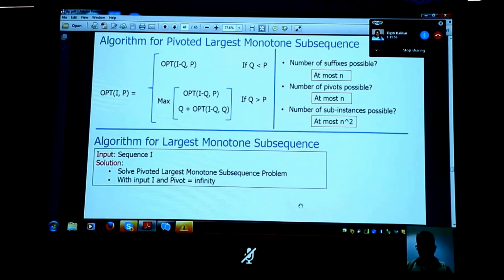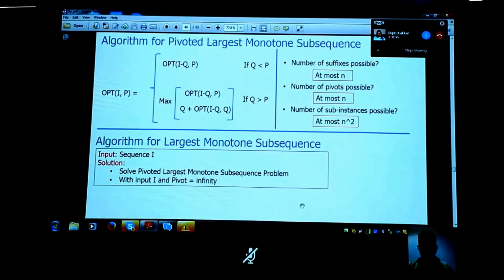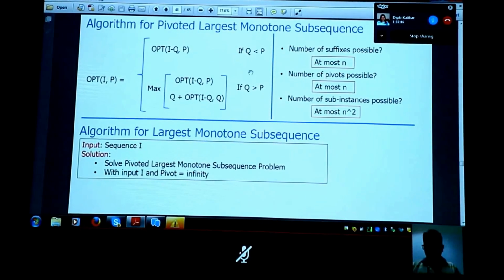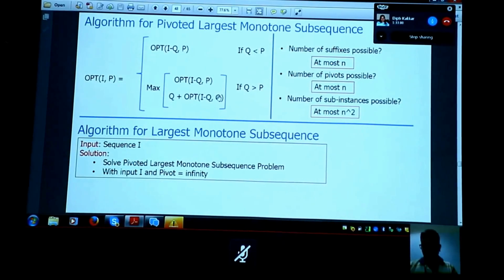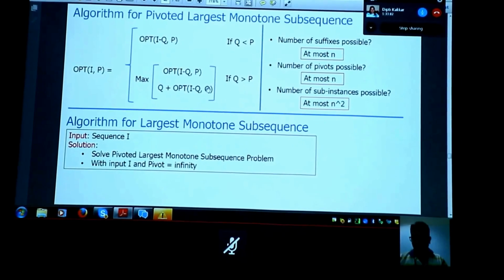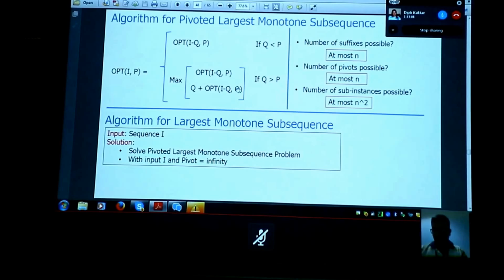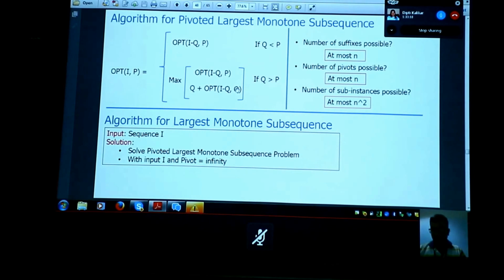So my algorithm will then look like this. What is my recurrence relation? Opt of I, p. I have an instance I, and I have a pivot p. If q is less than p, the number of suffixes possible is then at most n. The number of subinstances you construct now, again you want to ask the same question: how many suffixes can there be? Because now we are not killing anybody explicitly. It's just a pivot sitting there. So the sets are just the suffixes. We don't kill people, so it's at most n. But there is this extra thing called pivot, which is at most n. So the number of subinstances possible is at most n squared.